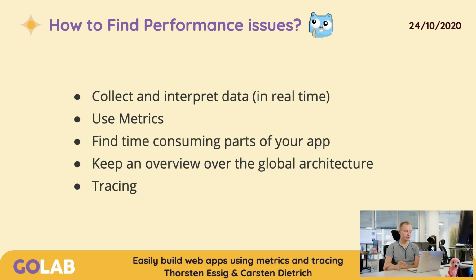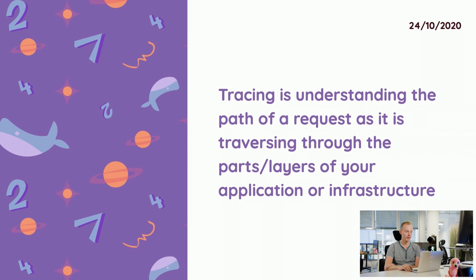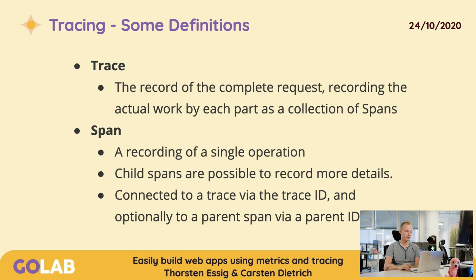At first, of course, we can use our metrics and interpret them in a meaningful way to find our bottlenecks. And the second thing, and this is more important, is to know exactly what is done in detail during a request in our complete infrastructure and in all details in our app. And that is what we call tracing. So it's understanding the path of a request as it is traversing through the parts of your application and even your complete infrastructure.